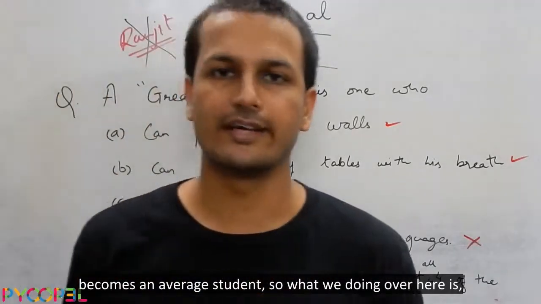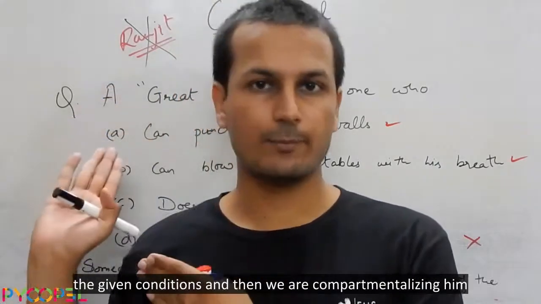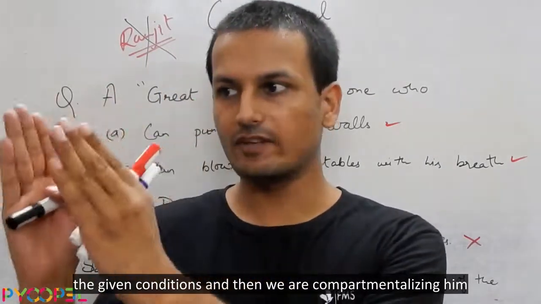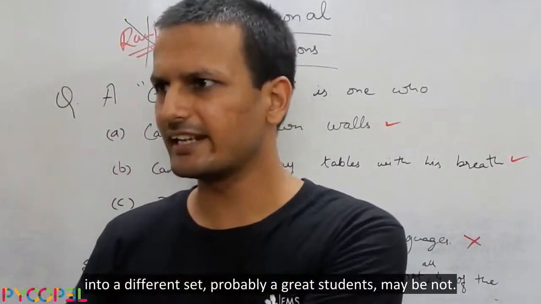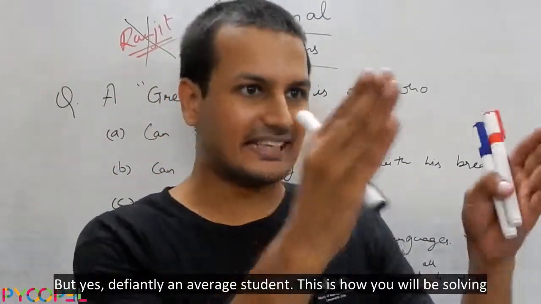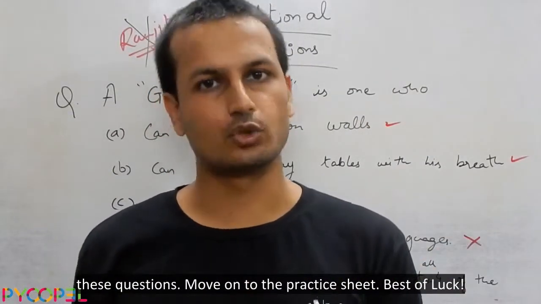So what we're doing over here is we're analyzing the characteristics of Ranjit, we're matching them up with the given conditions, and then we're compartmentalizing him into a different set. Probably a great student, maybe not, but yes, definitely an average student. This is how you will be solving these questions.